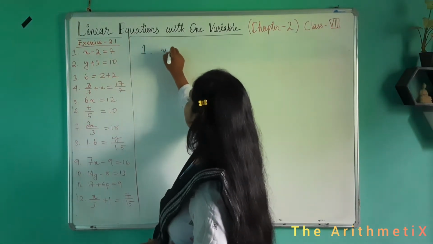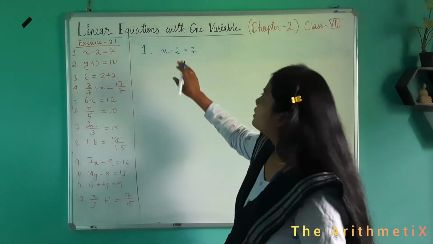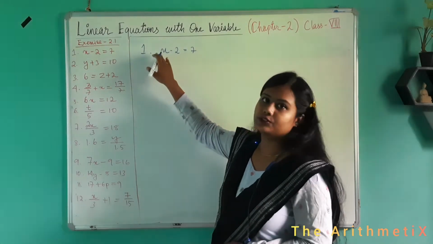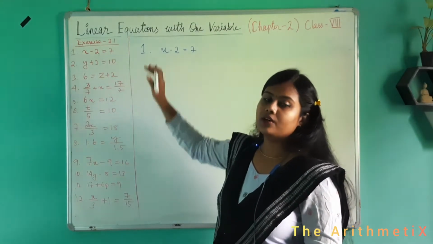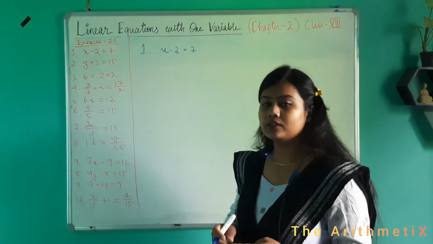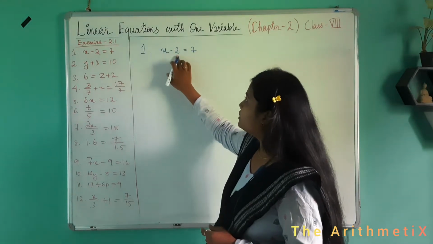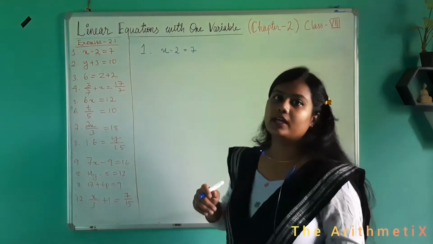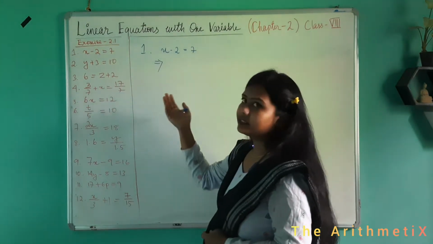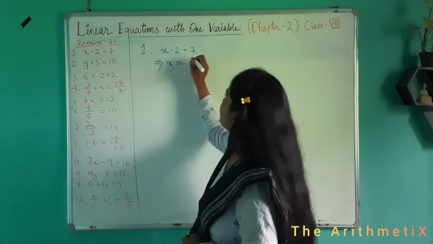In question number 1 it is given that x minus 2 equals 7. You see here there is a number associated with x in the LHS. We have to keep x alone in order to find its value. So let us transpose the number 2 to the RHS so that we can find its value. We have already done it in the example. So keep the variable x.